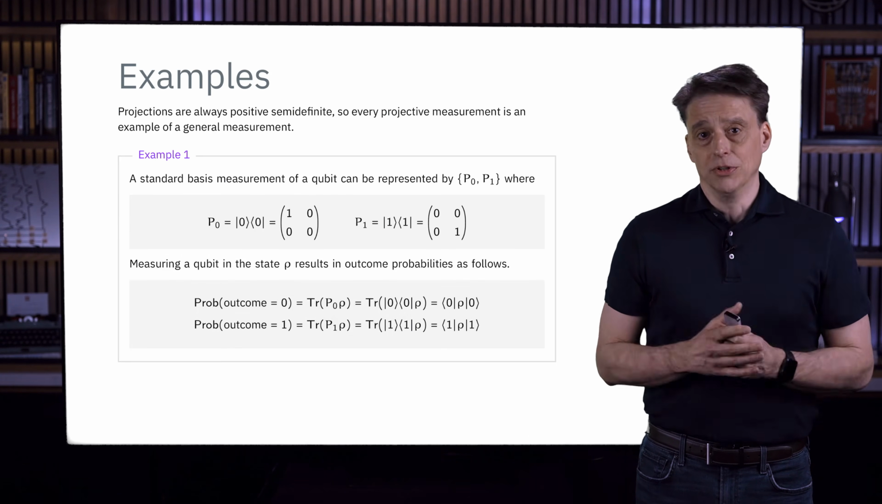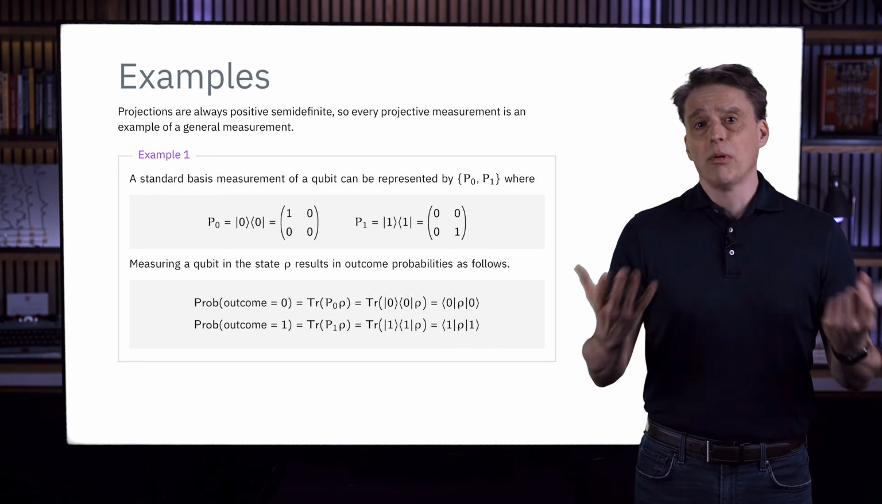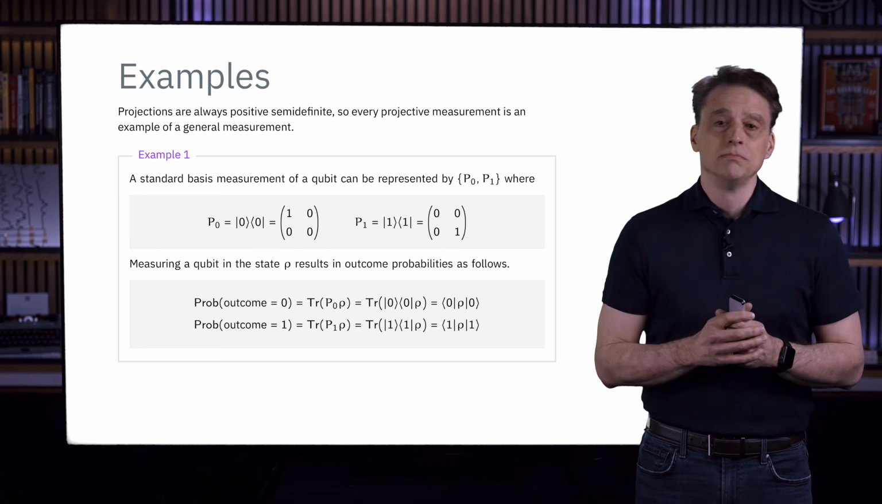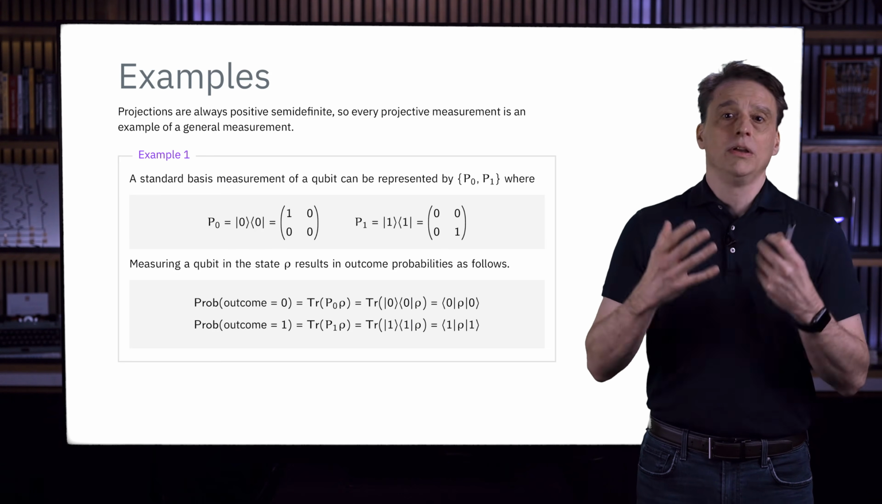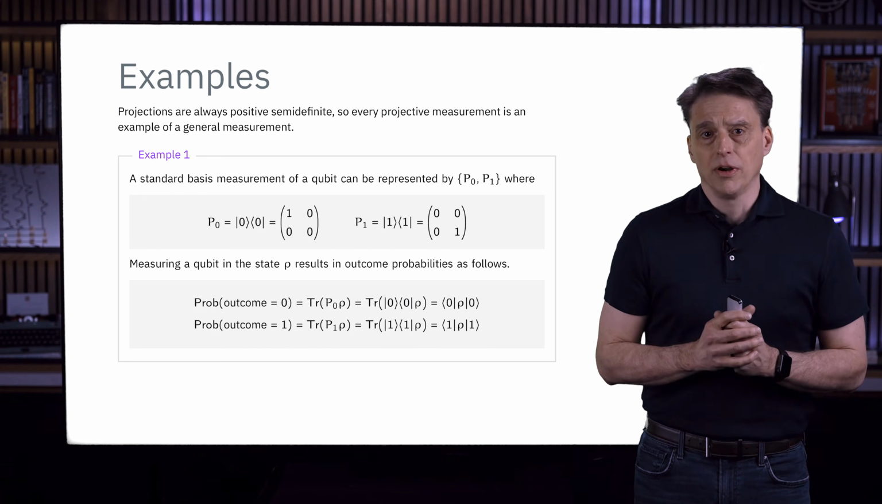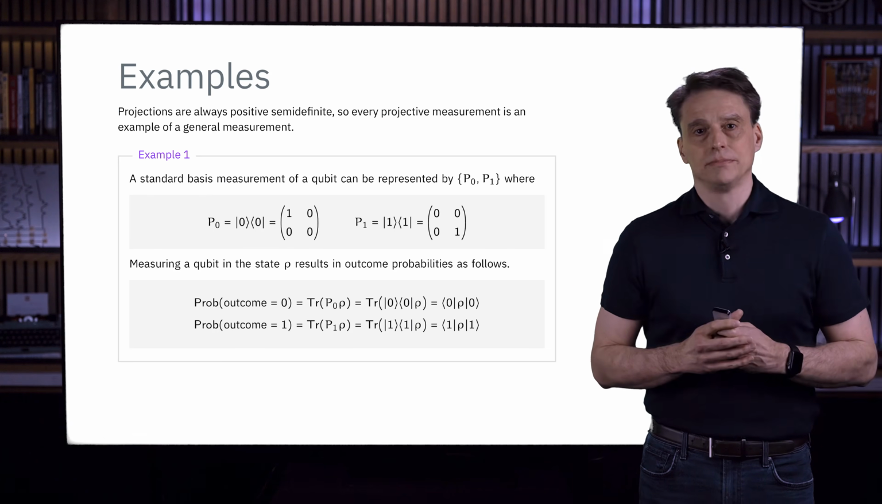If we apply this measurement to a qubit in a state described by a density matrix ρ, then the probability for the outcome 0 to appear is the trace of P0 times ρ, and the probability for the outcome 1 is the trace of P1 times ρ. And by the cyclic property of the trace, we obtain the two diagonal entries of ρ, as we expect.